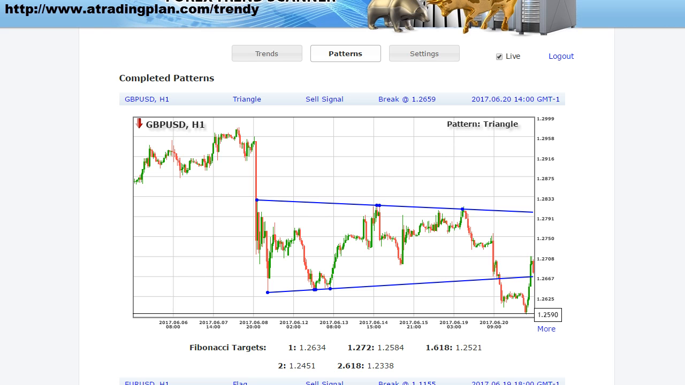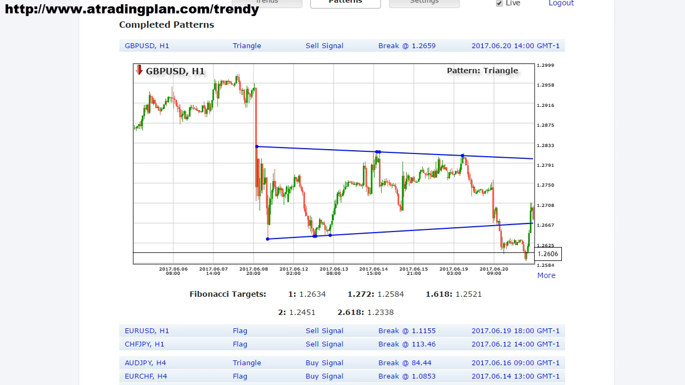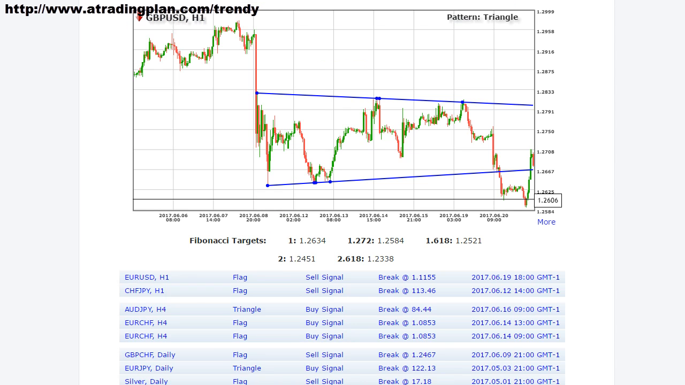2659 to, let's just say, 2590, right? That's not a bad trade for a 1 hour chart, right? It's about 70 pips. So you can see, on the shorter time frames, you just got to make sure that when you get the alert, you get to your computer.